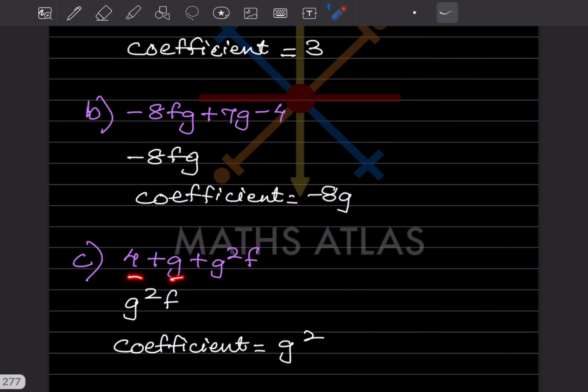Now here there are 3 terms in this one. Where is f here? Here. So what are you going to do here? The coefficient of this is going to be g square.